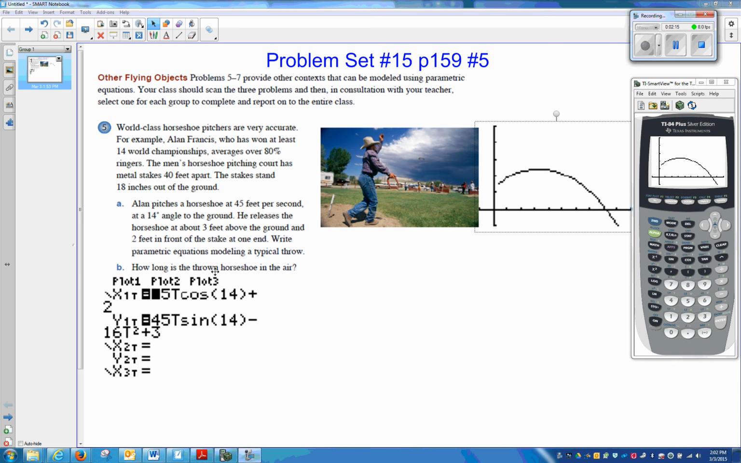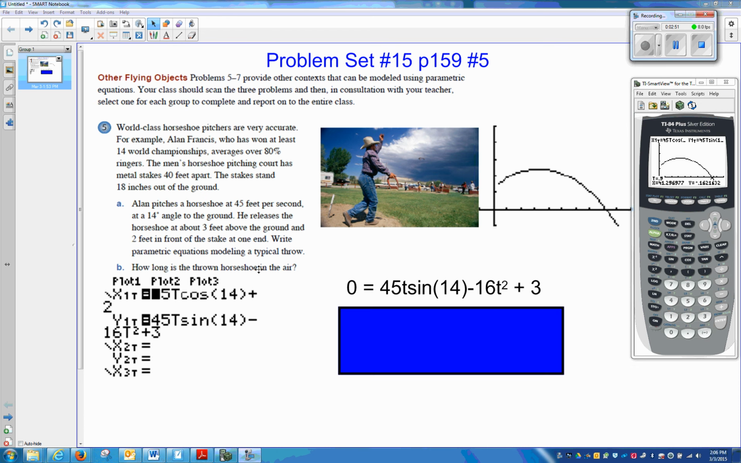Question B, how long is the thrown horseshoe in the air? Well, if I trace this, just to get a ballpark estimate, I'm looking for when this height is about 0, so when y is 0. So it looks like x is about 40 feet horizontally, and time is about 9/10 of a second. But I think we can find a more accurate value.